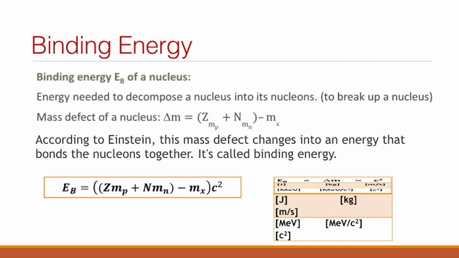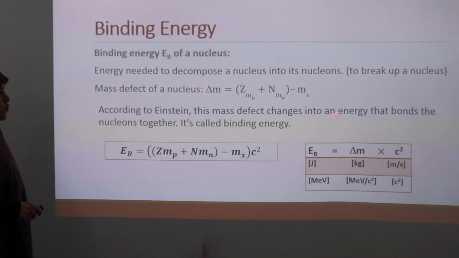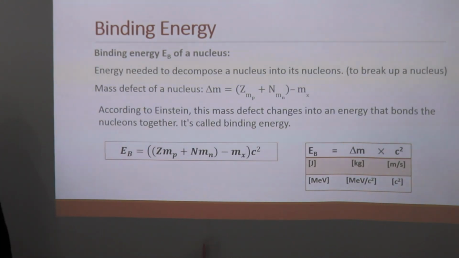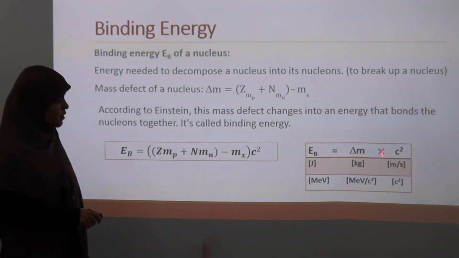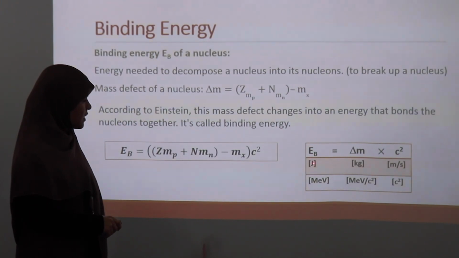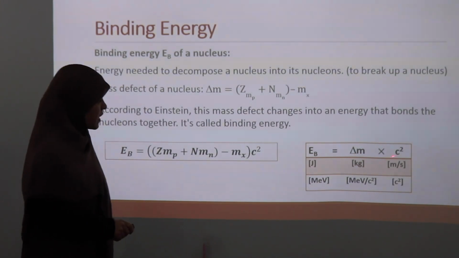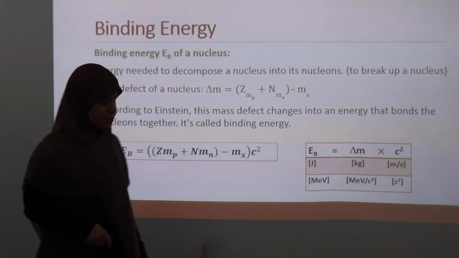Okay, so according to Einstein, this mass defect changes into an energy that bonds the nucleons together. It is called binding energy. So the mass defect that we have talked about appears as energy, and we can find this energy by this relation: binding energy equals mass defect multiplied by c squared, where the binding energy is in joules, the mass defect delta M is in kilograms, and c is in meters per second.